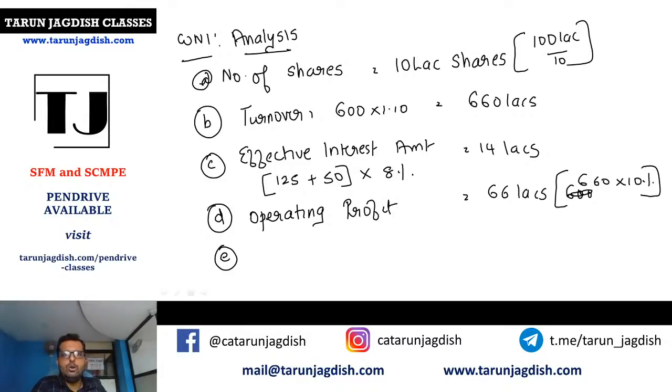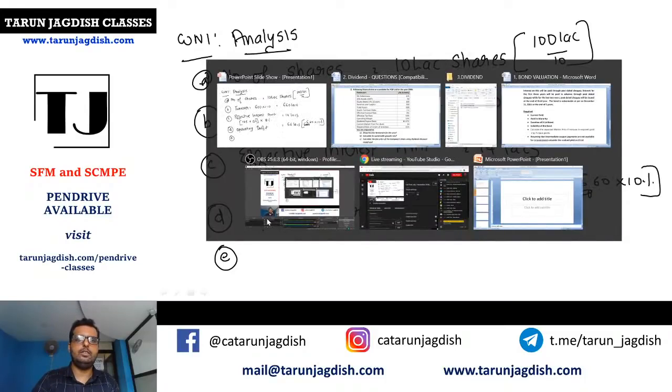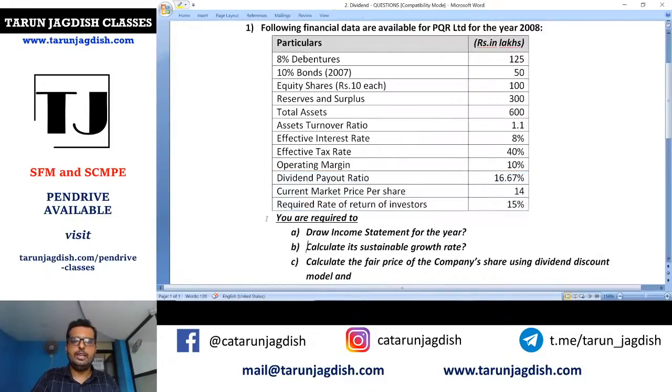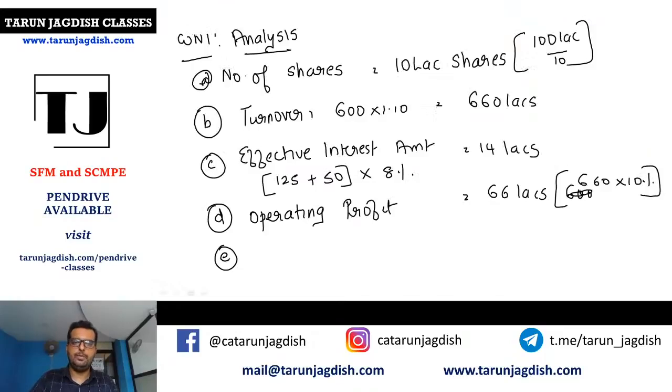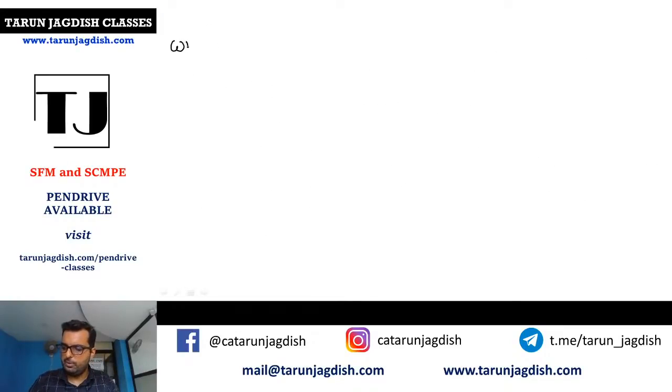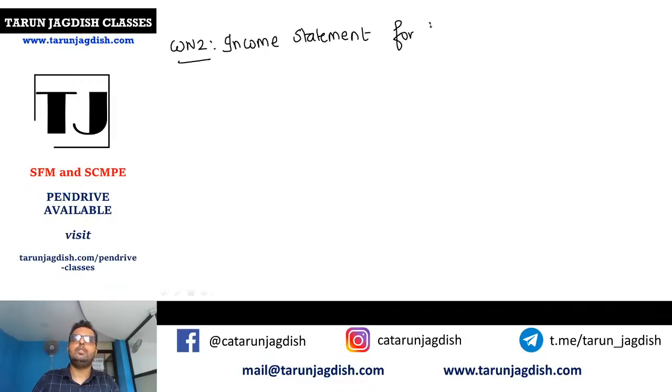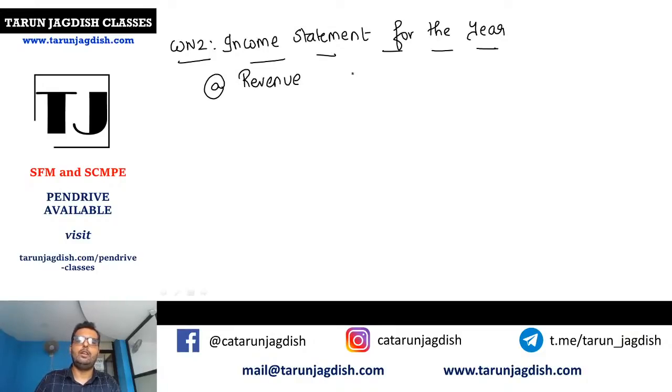Alright friends, I hope you have written down till here in your books. Now based on this, they are now asking you to draw the income statement for the year. So I'll write down working note number 2, income statement for the year. In that I'll write down point number A, revenue.